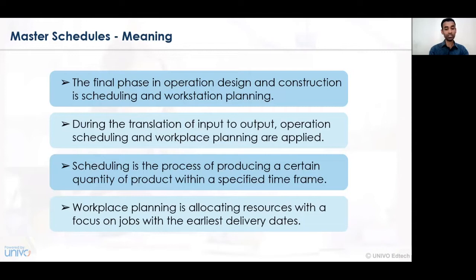Now, understanding the concept of scheduling. Scheduling is the process of producing a certain quantity of product within a specified time frame. When we need to manufacture a certain product or commodity, what steps or procedures will be undertaken so that the desired quantity is manufactured within the specified time frame? The time frame is essentially important, and if the material is produced within the time frame, we can say that there is an effective master schedule.